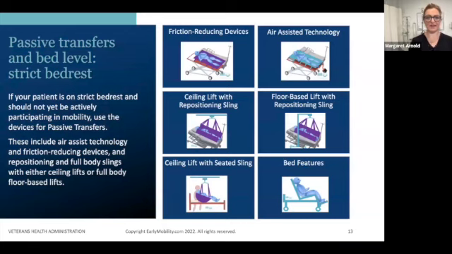Passive transfers in bed level or strict bed rest. If your patient is on strict bed rest and should not yet be actively participating in the mobility, use the devices you would use for passive transfers. So you have air assistive technology, friction reducing devices, ceiling lifts with repositioning slings, floor-based lifts with repositioning slings, a ceiling lift with a seated sling, or the bed features. These are different examples of technologies that can passively move a patient without them participating in the movement.